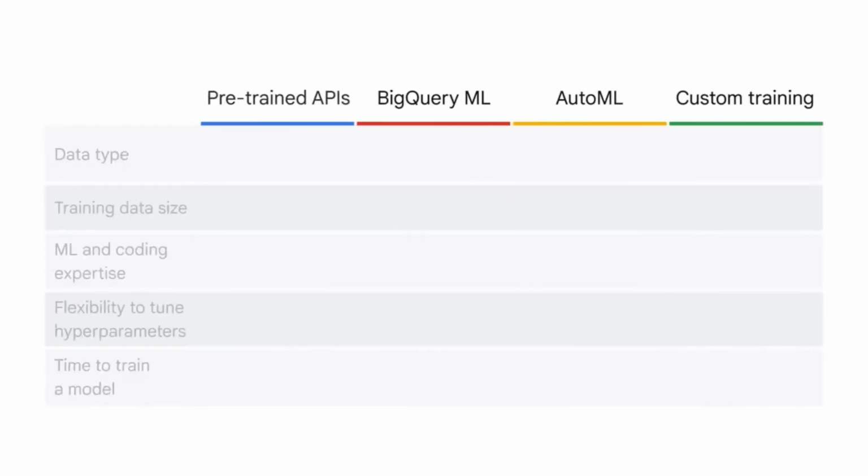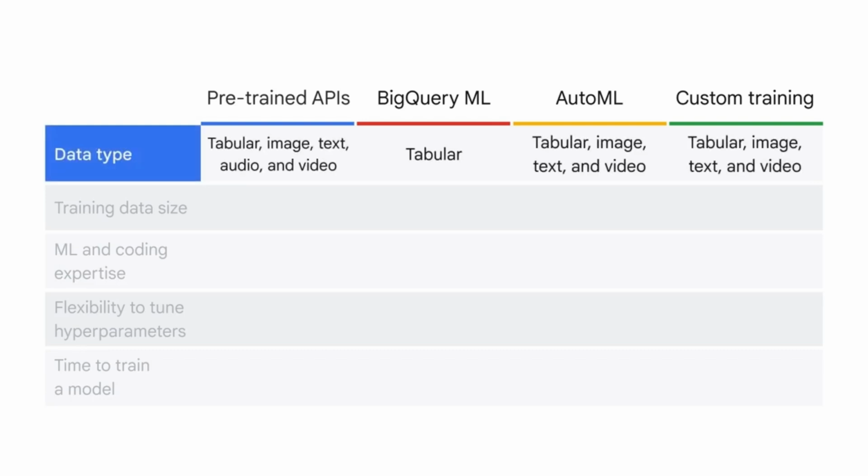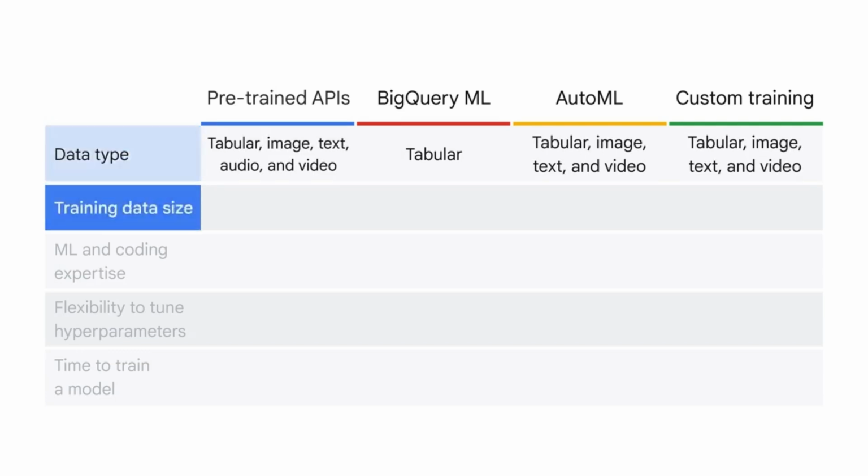Let's compare the 4 options to help you decide which one to use for building your ML model. Note that the technologies change constantly, and this is only a brief guideline. BigQuery ML only supports tabular data, whereas the other 3 support tabular, image, text, and video. Pre-trained APIs also process audio. In terms of training data size, pre-trained APIs do not require any training data, whereas BigQuery ML and custom training require a large amount of data.